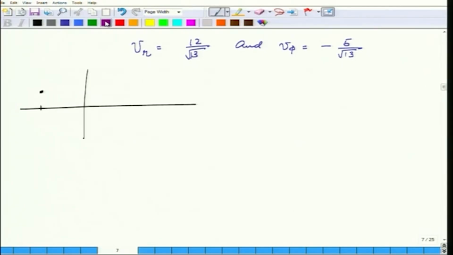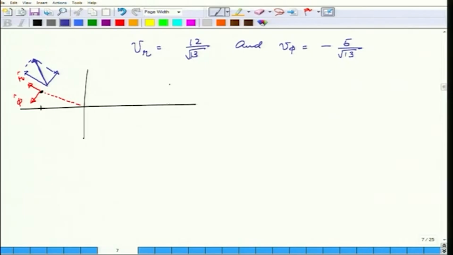At this point, let me again show that the r unit vector is like this, and the phi unit vector is perpendicular to this in this direction. What we find is that Vr, in the same direction as the r unit vector, is positive. V phi, however, is negative. This is V phi, and this is how the particle is moving.